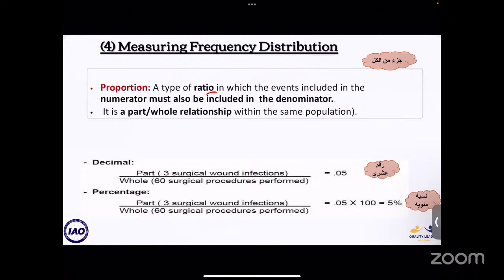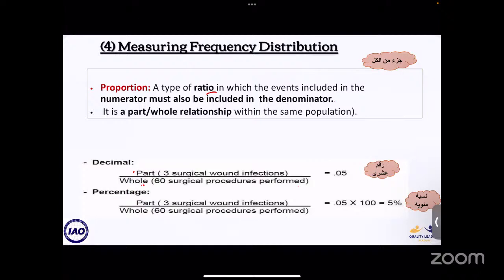So example, let's calculate the proportion of surgical wound infections. Suppose you conducted 60 surgical procedures. Out of this, 3 procedures resulted in surgical wound infections. This is the part, which is the numerator, with the 3 surgical wound infections, and the denominator, which you call the whole, has 60 surgical procedures performed. So to find the proportion, you divide the numerator, the 3 surgical wound infections, by the denominator of total 60 surgical procedures.